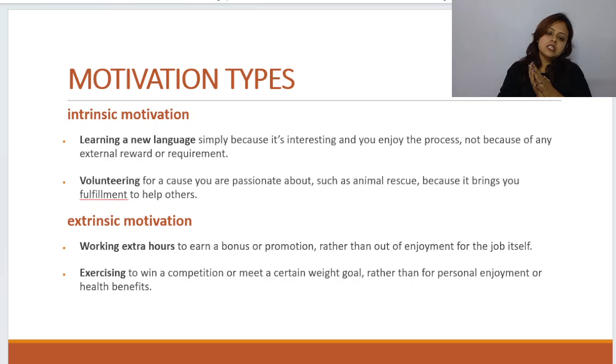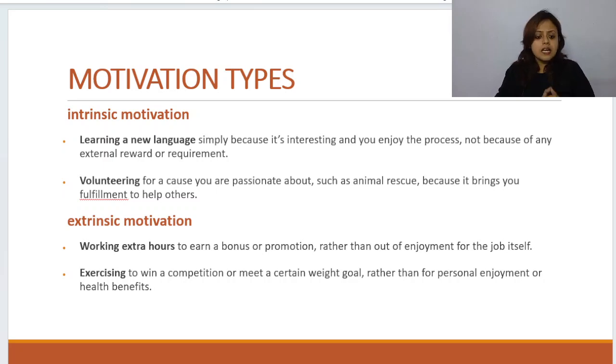Now, the next thing that I'll be discussing is extrinsic motivation. So what is extrinsic motivation? From the term extrinsic, we can understand that it is something where someone from outside is motivating an individual to do certain things. See over here in this slide, I have given the example that working extra hours can be considered as extrinsic motivation. Again, exercising is also an example of extrinsic motivation.